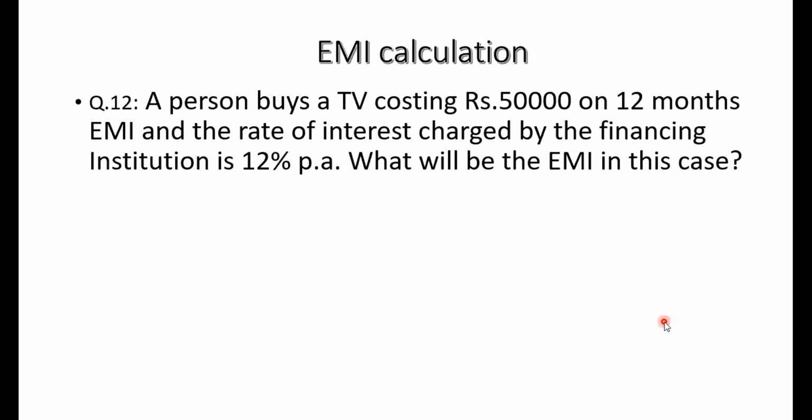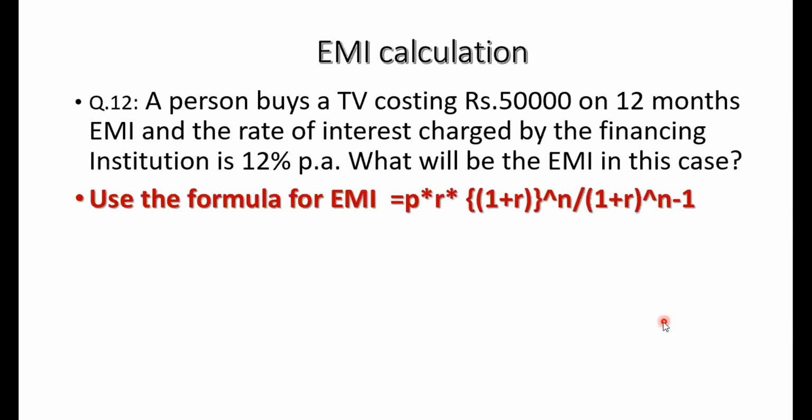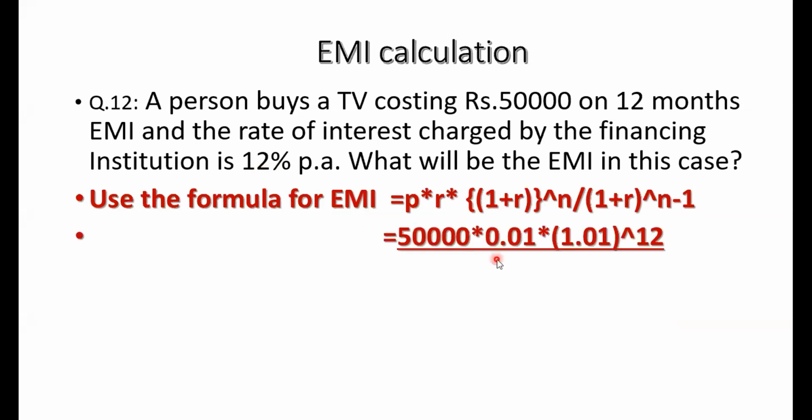What is the EMI? So again the EMI formula. Remember, principal amount into R. Here R means 12 by 12, because the annualized rate is 12, so monthly it is 12 by 12. Then again you have to convert to decimal, so 0.01. Again, one more zero don't put. 1 divided by 100 means 0.01. 50,000 is the principal amount into 1.01 to the power 12.